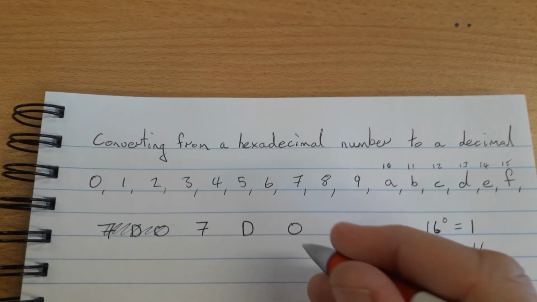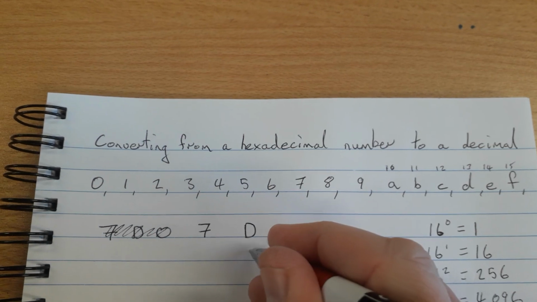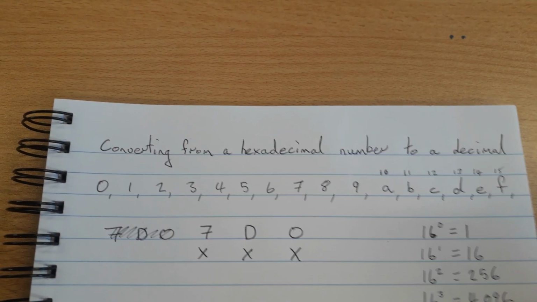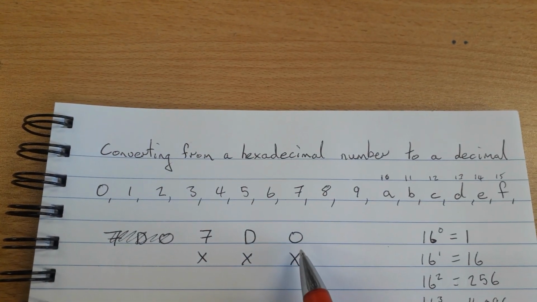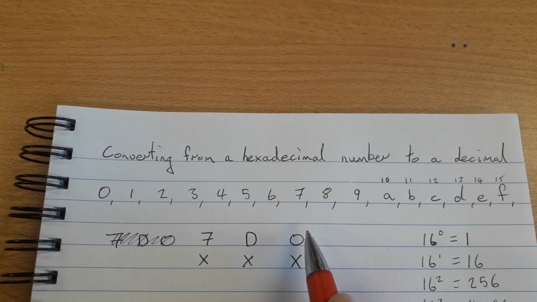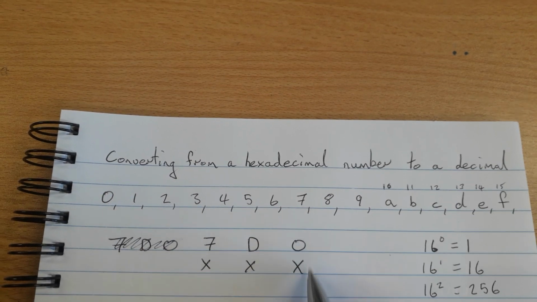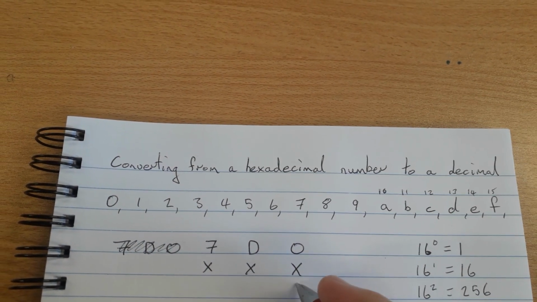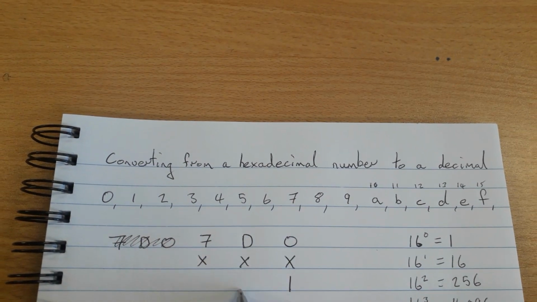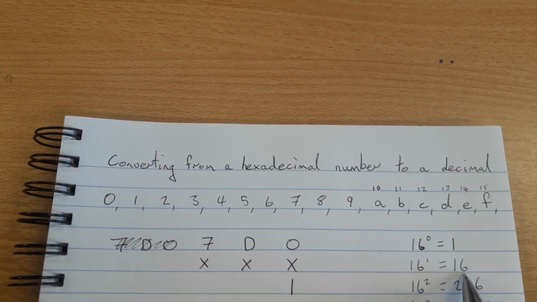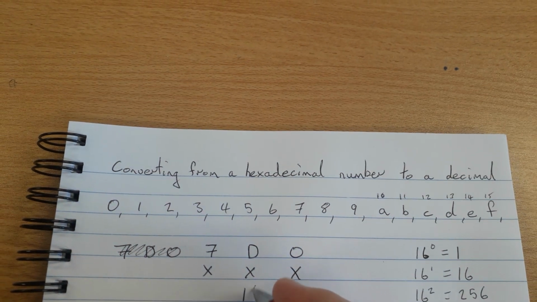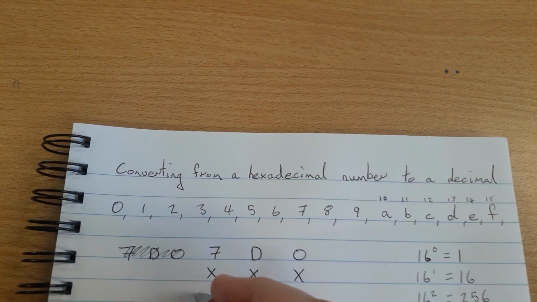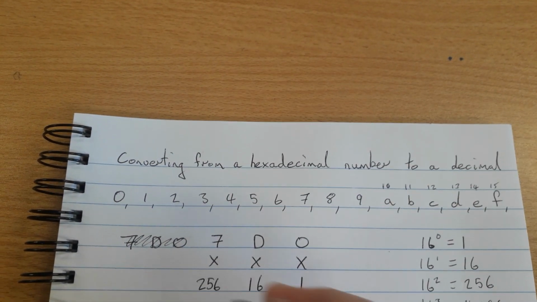So here's the technique. Each of these digits, we're going to multiply by some power of 16. The first one, on the right, because we start from the right, is going to be multiplied by 16 to the power of 0, which is equal to 1. The next one is going to be multiplied by 16 to the power of 1, which is 16. The next one is going to be multiplied by 16 to the power of 2, which is 256.